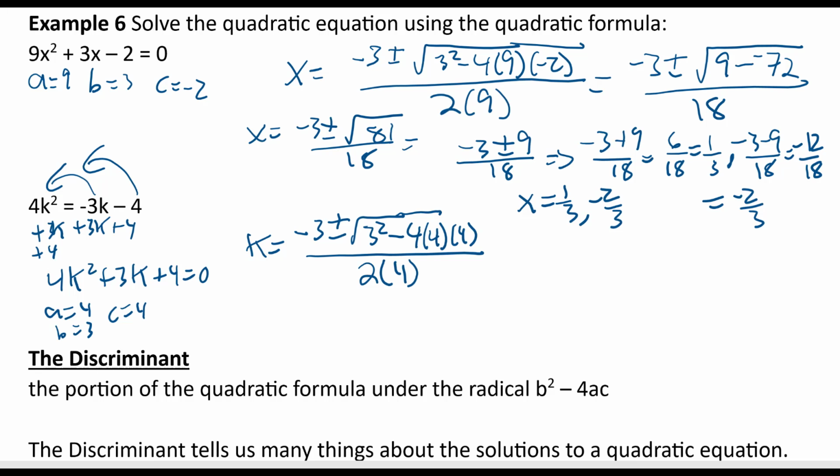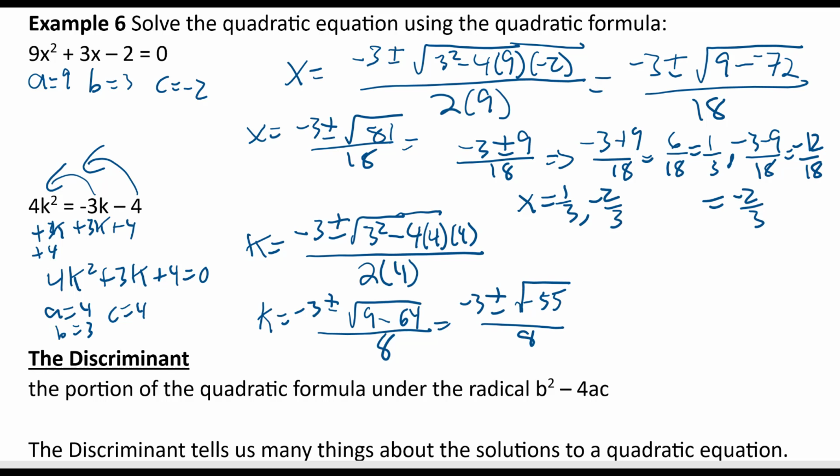Okay, so I need to simplify what's under the radical here. So k is negative 3 plus or minus the square root of 9 minus 4 times 4 times 4, which is 64, all over 2 times 4, which is 8. So it's negative 3 plus or minus the square root of 9 minus 64, which I believe is negative 55, all over 8. And the 55, you can't do much with that. I mean, it's 5 times 11. Neither of those are perfect squares.